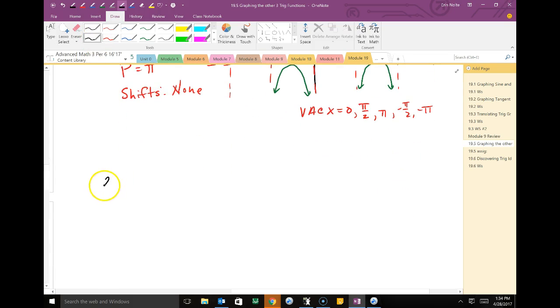Number 2. Let's see. I'm going to really trick you. Negative 3 secant. Oops, that was not a secant. Secant of 1/2 x plus pi over 2 plus 1.